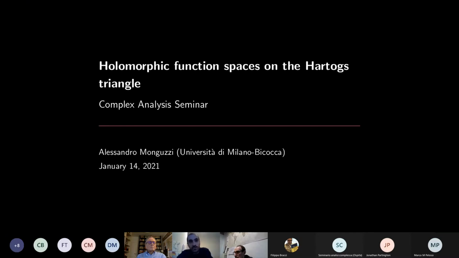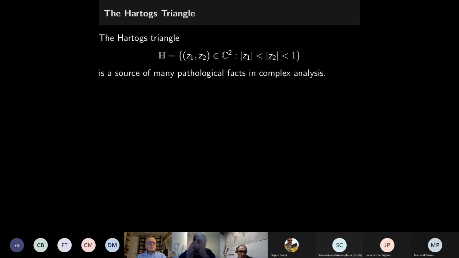So I will talk about holomorphic function spaces on the Hartogs triangle. So what is the Hartogs triangle? The Hartogs triangle is this domain in C2. It's given by the couples (z1, z2) such that the modulus of z1 is less than the modulus of z2, which is less than 1. And it is, let's say, a famous domain because it's a source of many pathological facts in complex analysis.